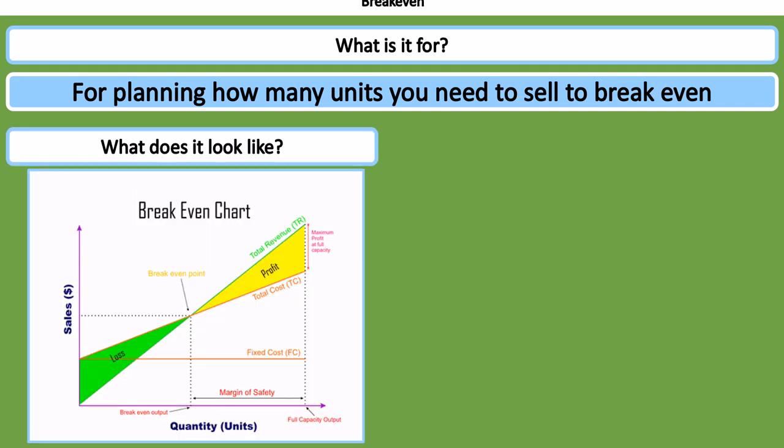This chart here. Now, in the middle, where total revenue and total cost meet, that's our break-even point, and it tells us in quantity of units. We have our fixed cost line, and we have our margin of safety.